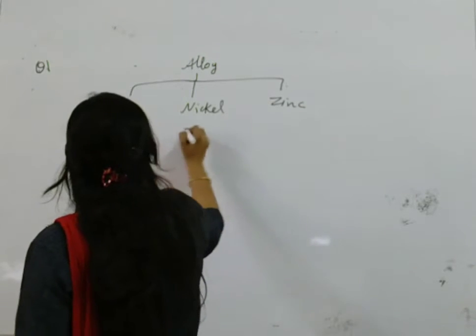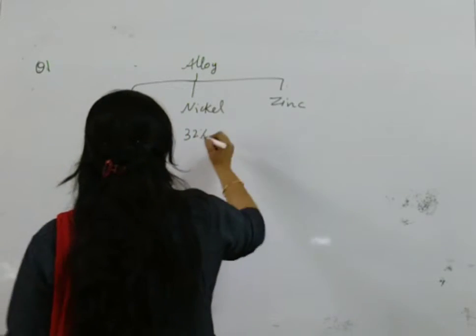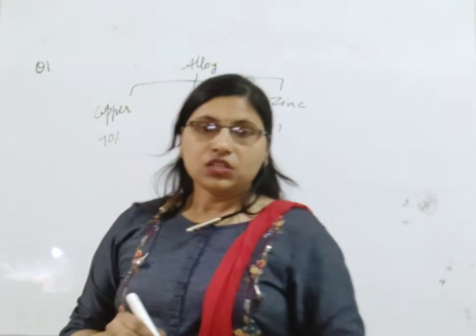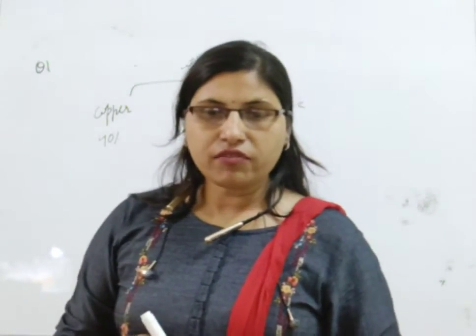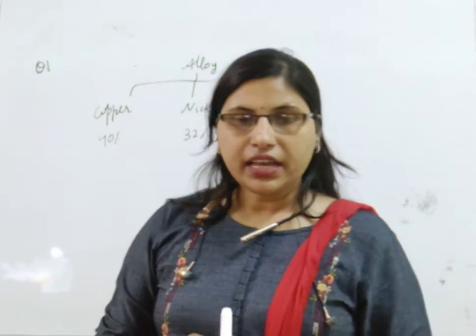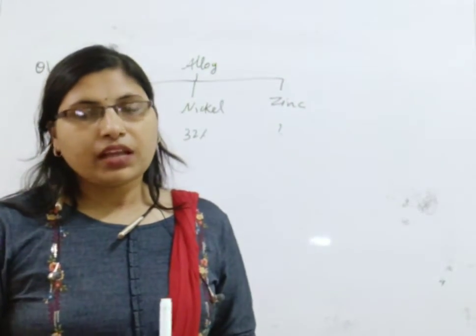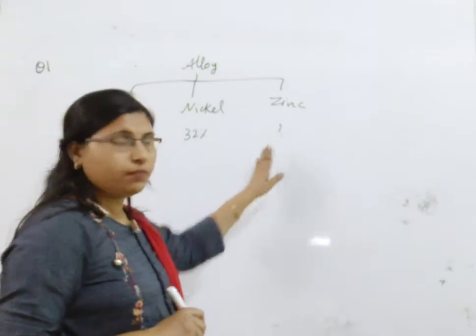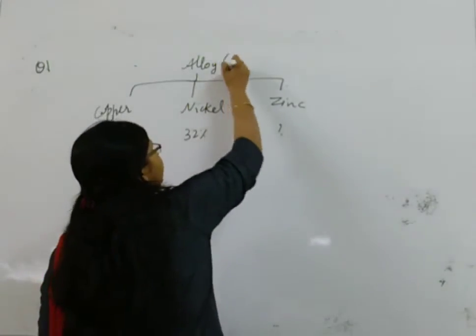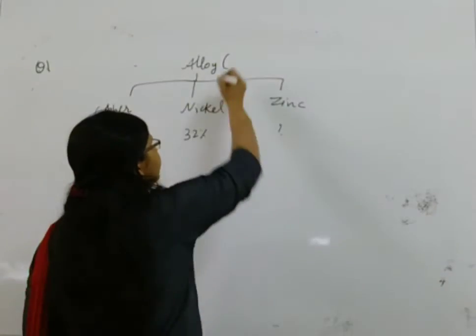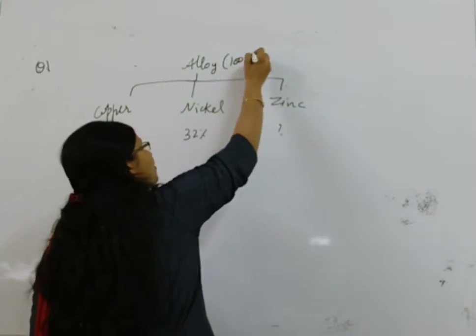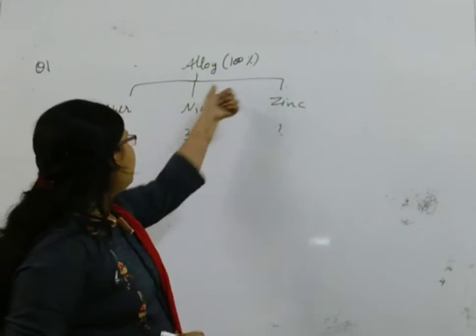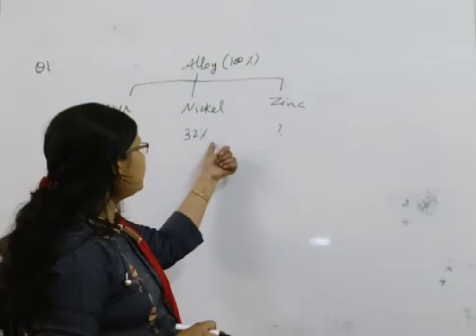40% copper, 32% nickel, and zinc is the remaining part. Now it is given that we have to find out the mass of zinc in 1 kg alloy. So first of all we should know the percentage form. What is the total percentage? Total percentage is 100. Always the total is 100%. So out of the 100%, 40% is copper, 32% is nickel.